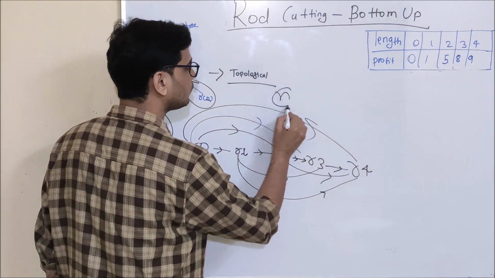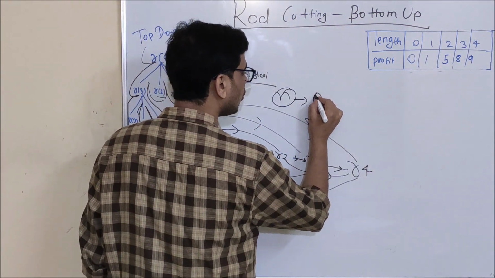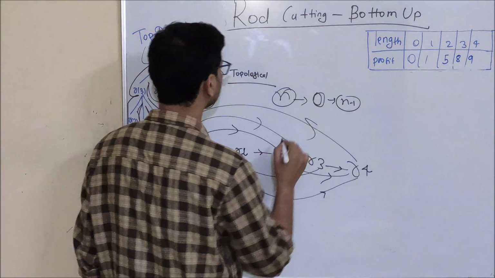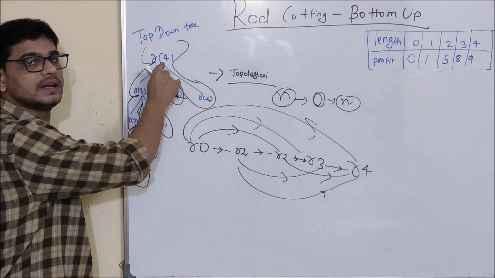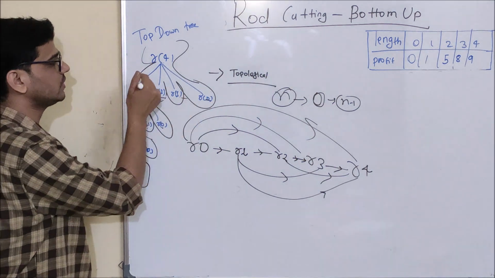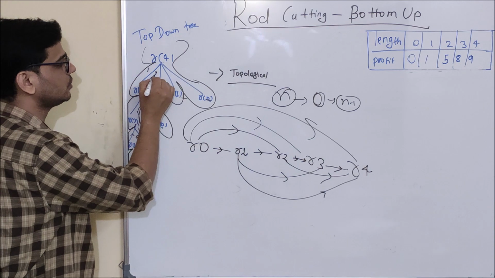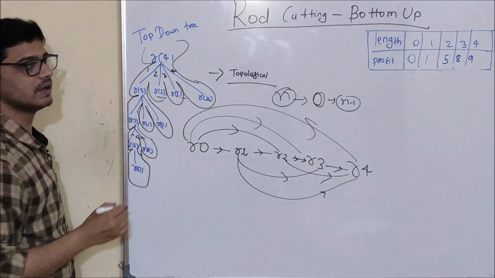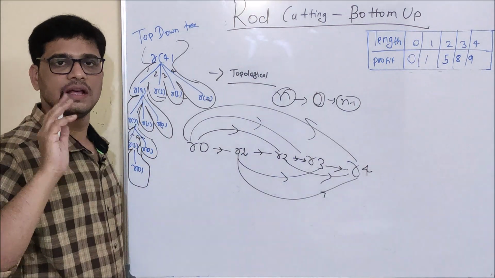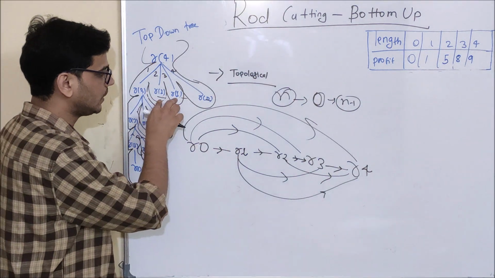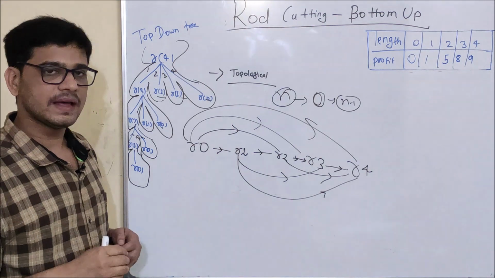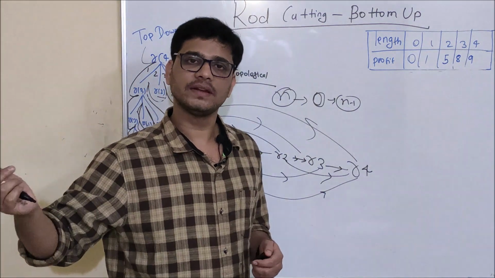If I want to calculate for n, I need optimal values for rods of length 0 to n minus 1. As you can see here, I am calculating for R4 with the help of 3, 2, 1 and 0. Basically what I am doing here is giving a 1 meter cut, 2 meter cut, 3 meter cut and 4 meter cut. When I give a 1 meter cut, I am finding the optimal answer for the 3 meter rod, here the 2 meter rod, 1 meter rod and 0 meter rod. Basically, to calculate for n, I need the optimal answer for 0, 1, 2, 3 up to n minus 1.